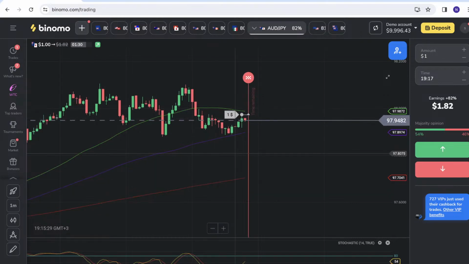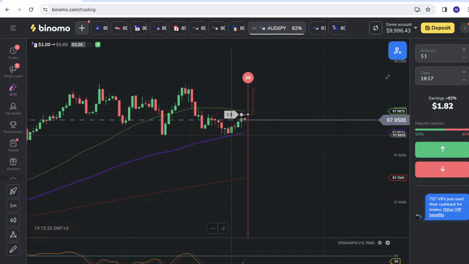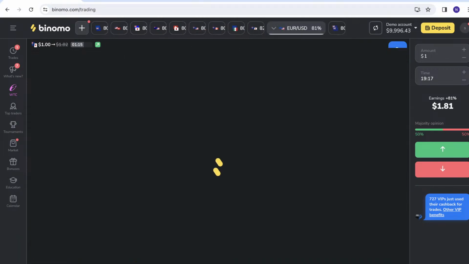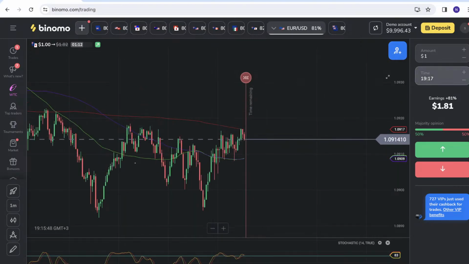We opened a trade here, but we were late. We could open somewhere here. Just for example, I wanted to open a trade, but I will continue to search for other good signals. For example, here, let's open a down trade because we had a good signal.